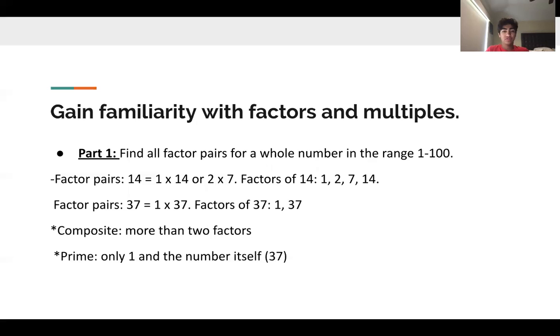We're looking at the factor pairs of 37. Well, 37 has only 1 times 37, and that's it. Okay, so the factors of 37 are 1 and 37. And that's it. And that number, 37, is actually called a prime number, okay? And a prime number means it only has 1 and the number itself, right? So if you only have 1 and the number itself, that is a prime number. On the contrary, if you have something like 14, which has 1 times 14 and 2 times 7, that's a composite, which means it has more than 2 factors. In this case, it had 4 factors, right? While primes only have 2 factors.